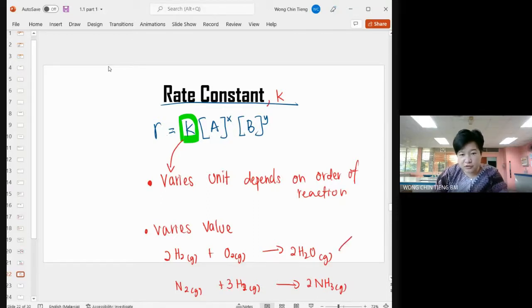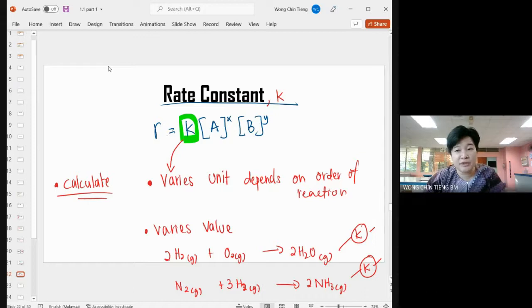Rate constant untuk dia dan rate constant untuk dia akan berbeza. Kamu akan ada rate constant yang spesifik. Dengan kata lain, rate constant takkan sama. In other words, rate constant you need to calculate. Selalunya budak akan kata constant, bukan fixed value ke? Kenapa nak kira? Bila soalan minta calculate rate constant, nak kira apa benda? Rate constant boleh kira. Okay? So ingat yang tu. That is your rate constant.